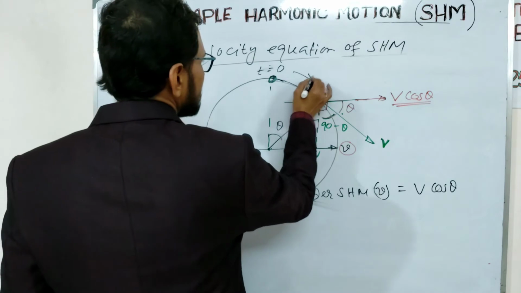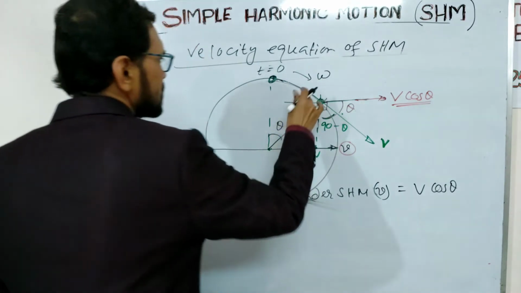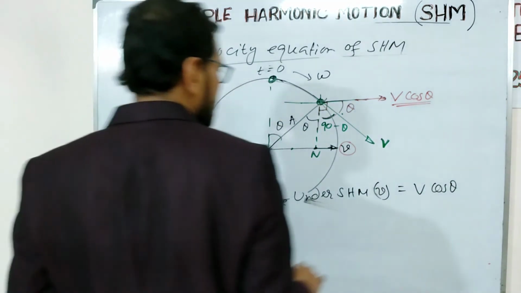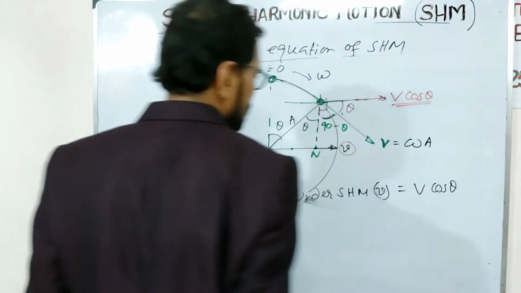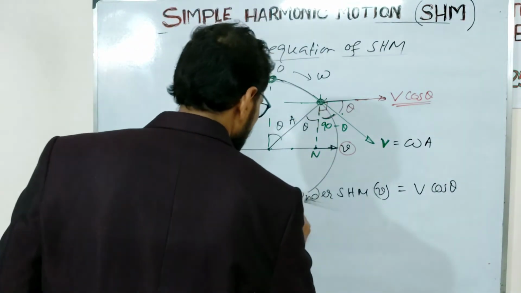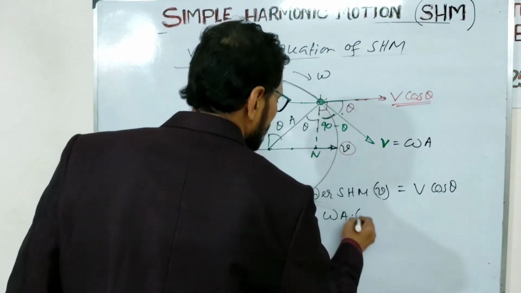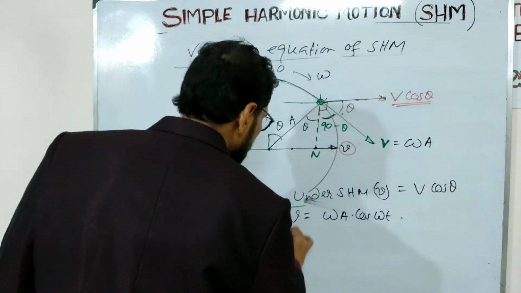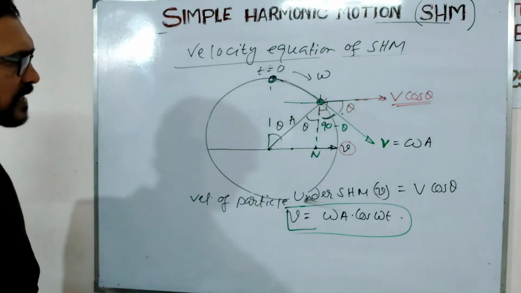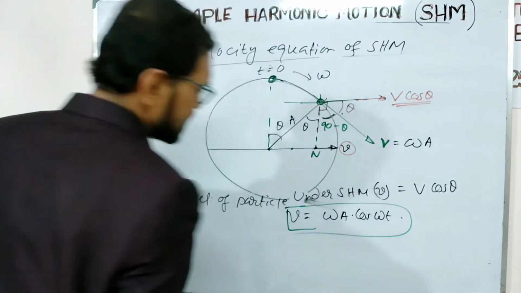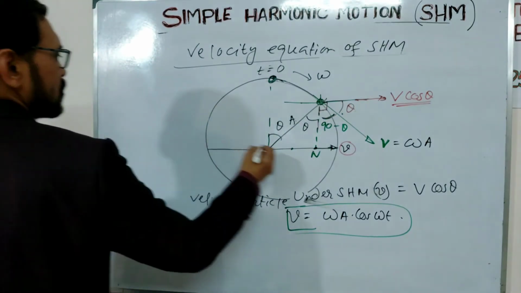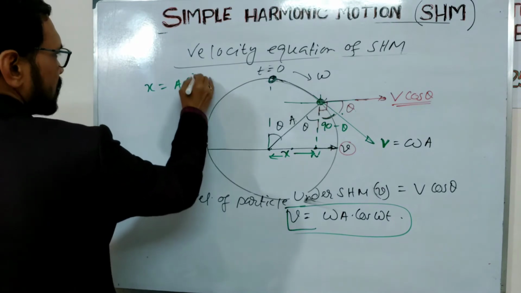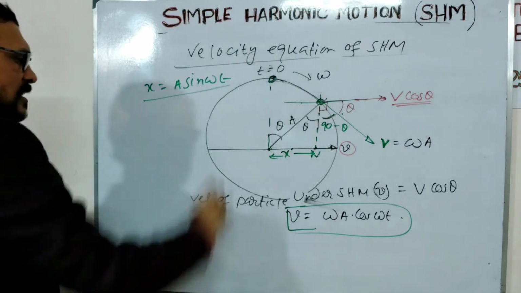Now what is v? If the particle in circular motion rotates with angular velocity omega, and a is the amplitude, then v equals omega a, and theta equals omega t, so v equals omega a cos omega t. This is the velocity equation of SHM in terms of time. Also we can express this in terms of x. We know that x equals a sin omega t.